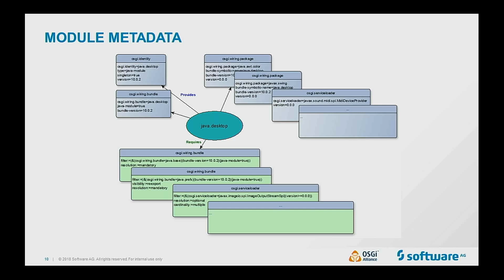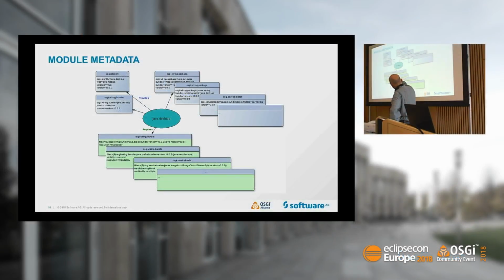A module can require other modules. And this we model by using a filter, as you always do in requirements. So we require something which is, for instance, here the Java base. It has the name Java base and has the version 10.02 in this case, and is a Java module, and that's the critical new thing.